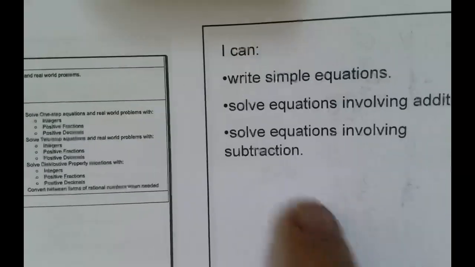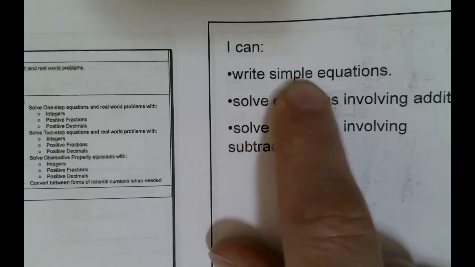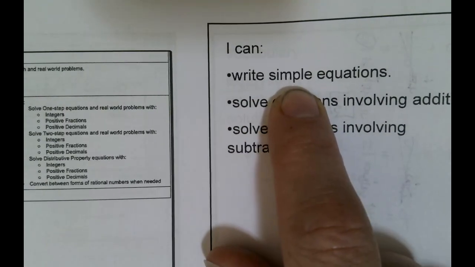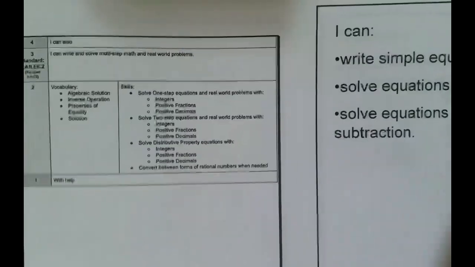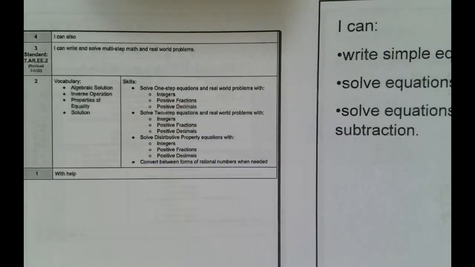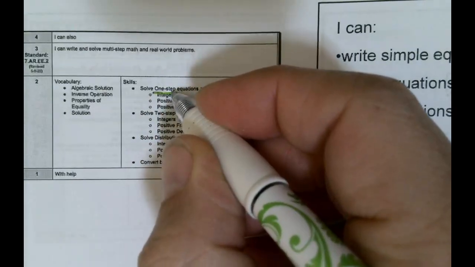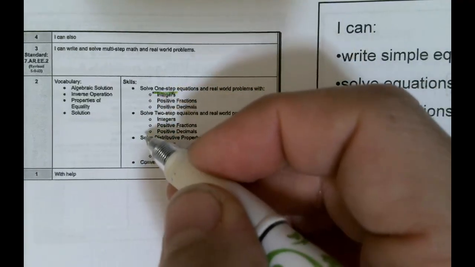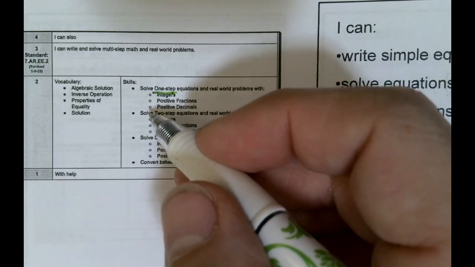Because notice again, our I can says that we can write simple equations. Don't be upset about this word. It just means that there's one step. There's not a lot of work involved. We can solve equations involving additions, and notice how that is right here. We're solving one-step equations, and it's super important. We must show the one step because it's building towards our 2 steps in our future math careers with the math that we continue to do in pre-algebra and algebra.